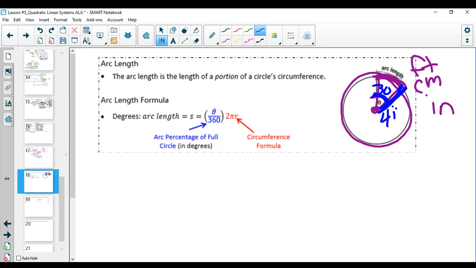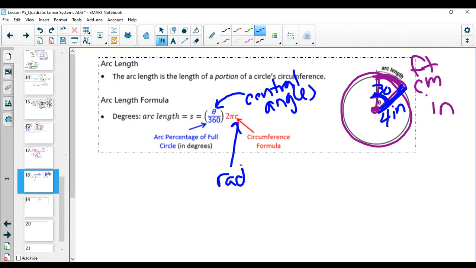So maybe 4 inches. And if you have the radius and the central angle, this theta symbol is your central angle. And we all know that r is your radius, right? So this red part of the formula, that's your circumference formula. All right, and then I'm going to add in something to your circumference formula, which is theta over 360.